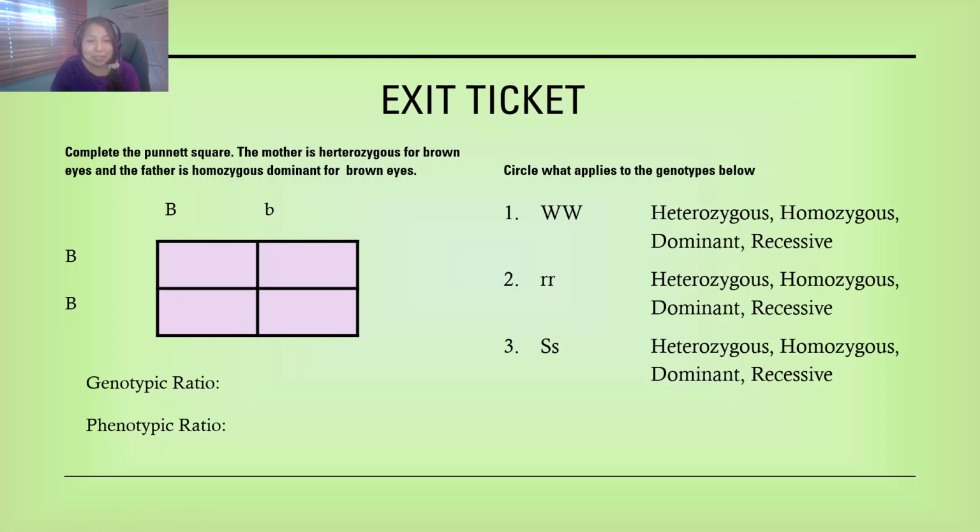So I would want you to complete another Punnett square where the mother is heterozygous for brown eyes and the father is homozygous dominant for brown eyes, and give the genotypic ratio, phenotypic ratio, and circle what applies to the genotypes below.